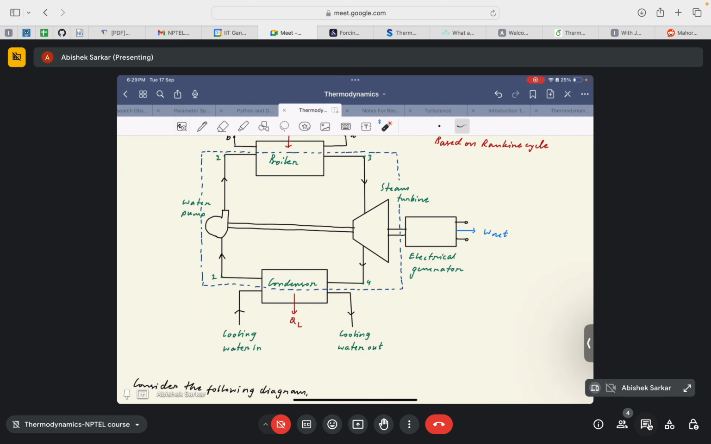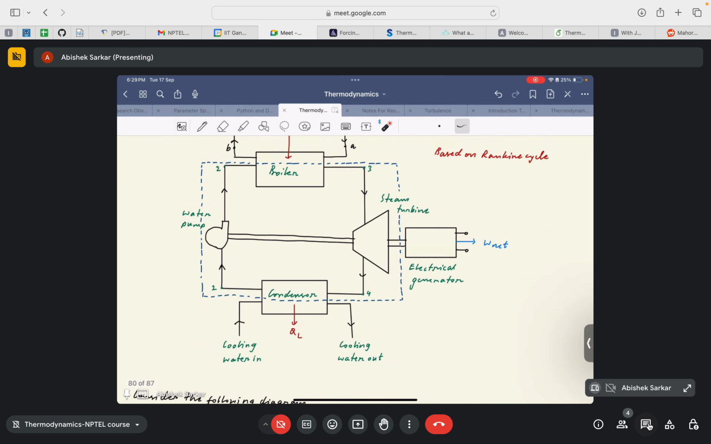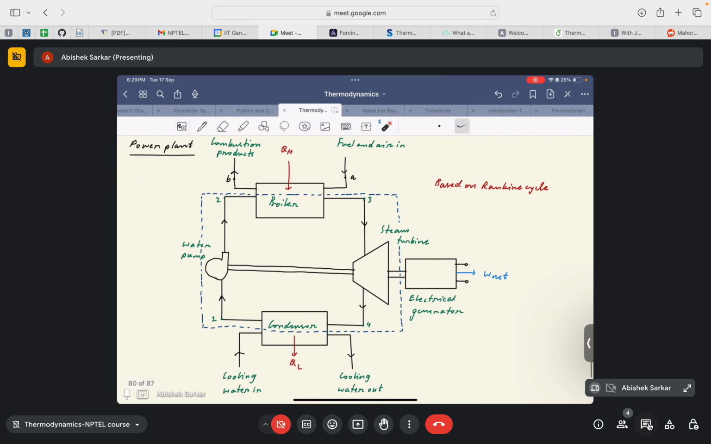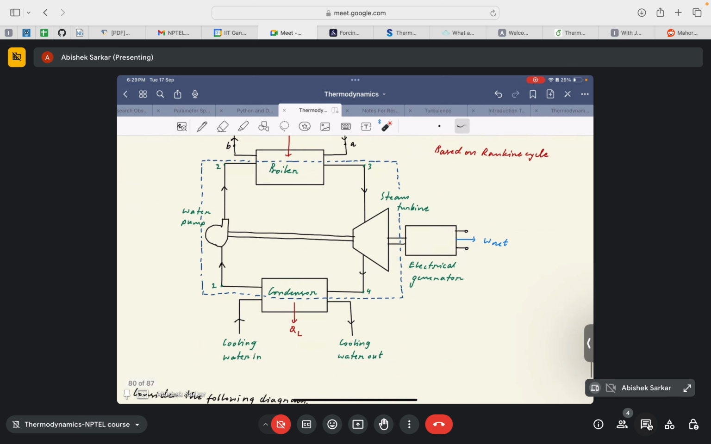We see that there are two heat interactions and two work interactions. One heat interaction is between the boiler and the system, and the second is between the condenser and the surroundings. The two work interactions are the work produced by the turbine, and the work input to the water pump. I should actually denote it, because here I have used W net to show the net work done, but actually there should be a work done from the turbine and work input to the pump.